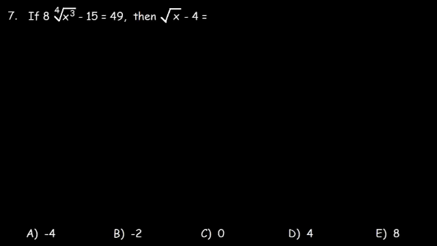Number 7. If 8 times the fourth root of x cubed minus 15 is equal to 49, then the square root of x minus 4 is equal to. So you might see a lot of problems like this on the SAT, where you have to solve for x in the first equation and then plug in x to the expression on the right side.